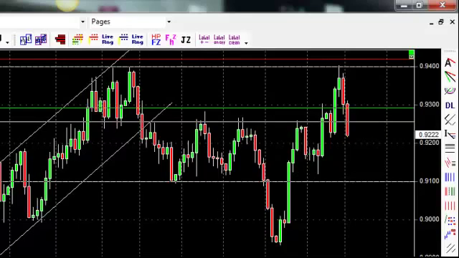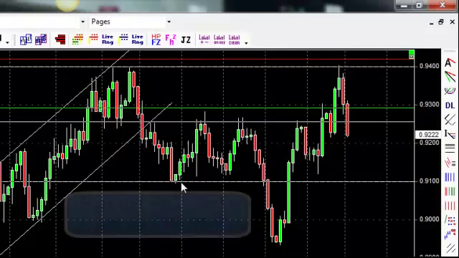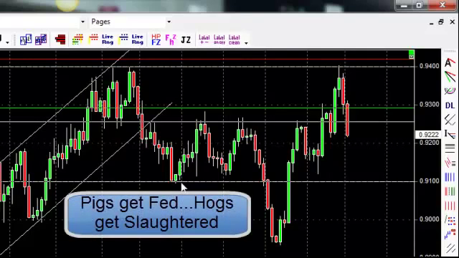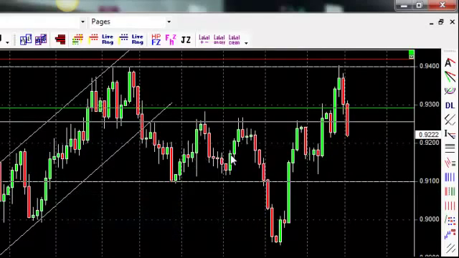But this has happened lots of times, guys. You can't squeeze. There's a saying that I always say: pigs get fed and hogs get slaughtered. What that means is you want to be a pig in the Forex market. Take some pips. But a hog is the guy who's waiting out to squeeze every last pip out of a trade. And here's the problem.